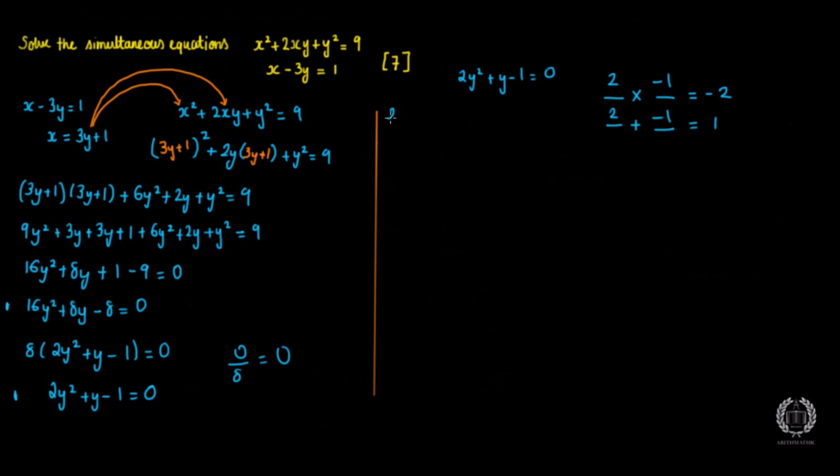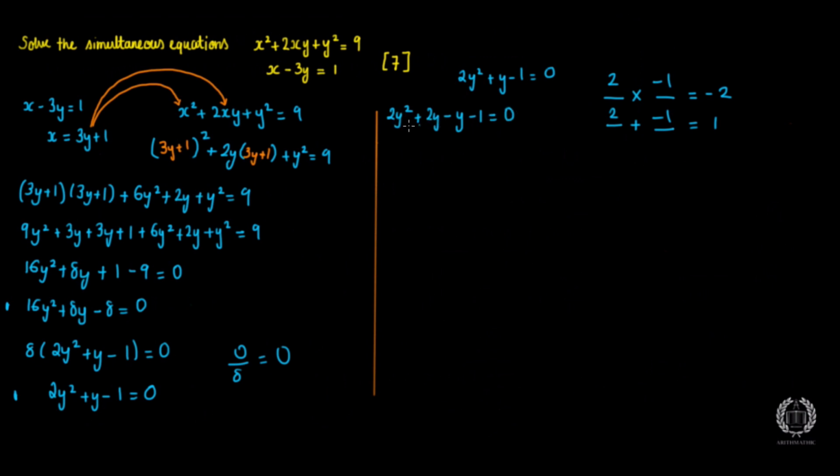And now all I'm going to do here is write 2y squared, bring these two numbers in here, and add a y. So it's going to be 2y squared plus 2y, minus y, sorry, and minus 1 equals 0.